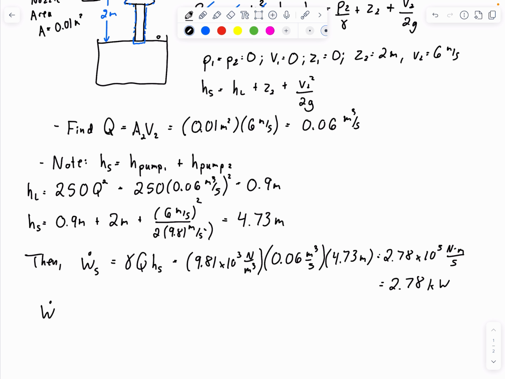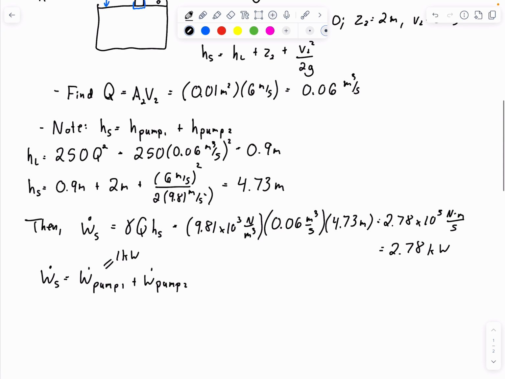Now we need to just find the contribution from pump 2. So we can say that the total is equal to the contributions from pump 1 and pump 2. And we were told in the problem that pump 1 is a 1 kilowatt power pump. And so the total power is 2.78 kilowatts. And so to achieve the needed flow rate and the needed velocity, we require that pump 2 has a power of 1.78 kilowatts.